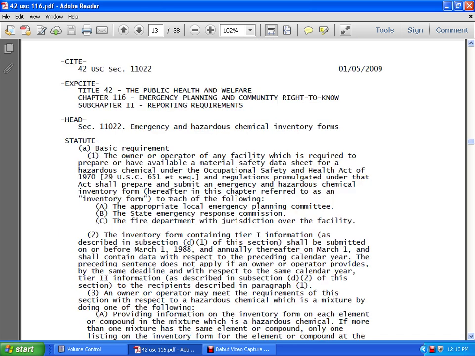42 U.S.C. Section 11022, The Public Health and Welfare, Chapter 116, Emergency Planning and Community Right-to-Know, Subchapter II, Reporting Requirements.